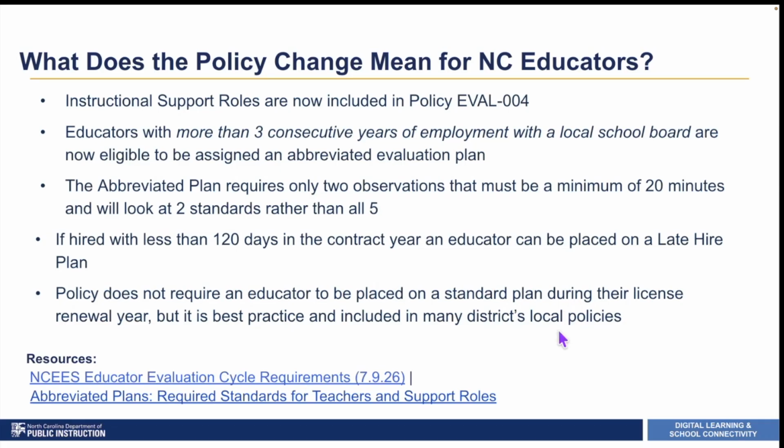The abbreviated plan requires that only 2 observations would happen throughout the year, and each one of those observations would be a minimum of 20 minutes, and it's just going to look at 2 standards rather than all 5. And the 2 standards for each one of the roles was chosen by a group of people. The consultant from DPI gathered a group of people, and they went through and chose which 2 standards were going to be involved in each one of the abbreviated plans that we now offer.